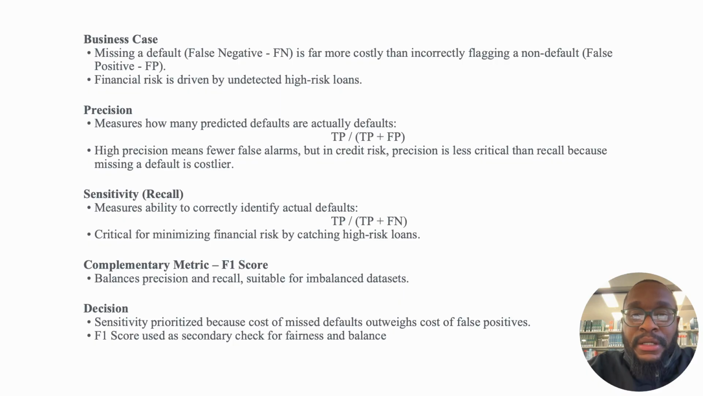So, in selecting an evaluation metric, we had to ensure that we selected one that could quantify false negatives. So, we selected recall, which measures the ability of a model to correctly identify defaults. And it's critical for minimizing financial risk by catching high risk loans. In addition, we selected the F1 score as a complementary metric.